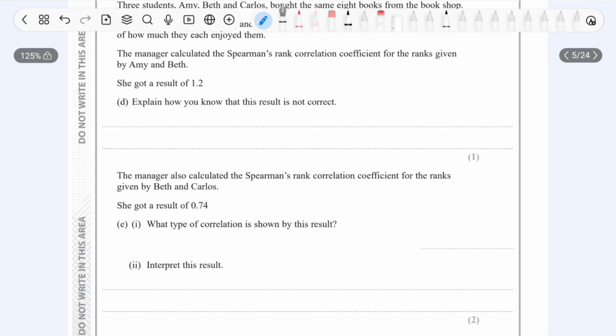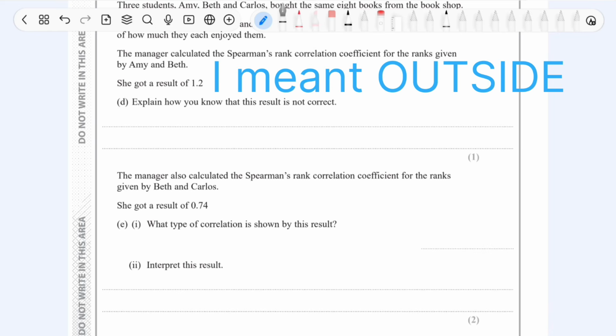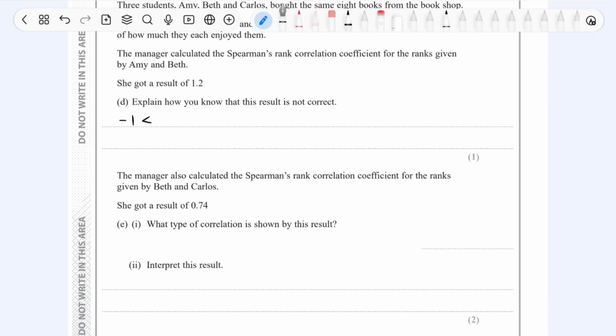If you do Spearman's rank calculations, and you would have to do them, you will know that you will never get an answer outside of -1 and 1. Because simply Spearman's rank measures how strong or weak rank correlation is. So if you see a value like 1.2, this can't be correct. Just like you know that probability cannot be outside the range of 0 and 1, Spearman's rank is similar in the fact that it cannot be outside -1 and 1. And you can see that 1.2 is greater than 1.